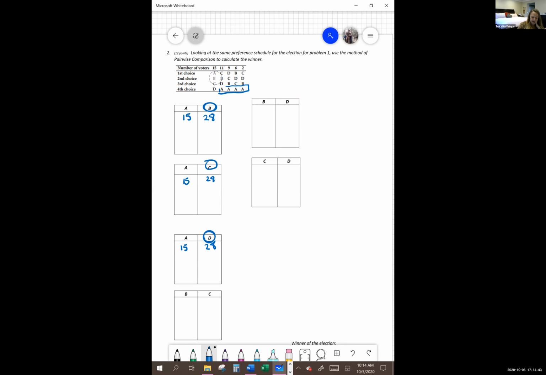Ranking B now with C. So B wins here, C wins here, B wins here. Oh, C wins there. B and C. If I calculate how many times B is in there, that's 15 plus 6, so that's 21 times. And then the remaining, 11 plus 9 is 20 plus 2 is 22. So C wins there.